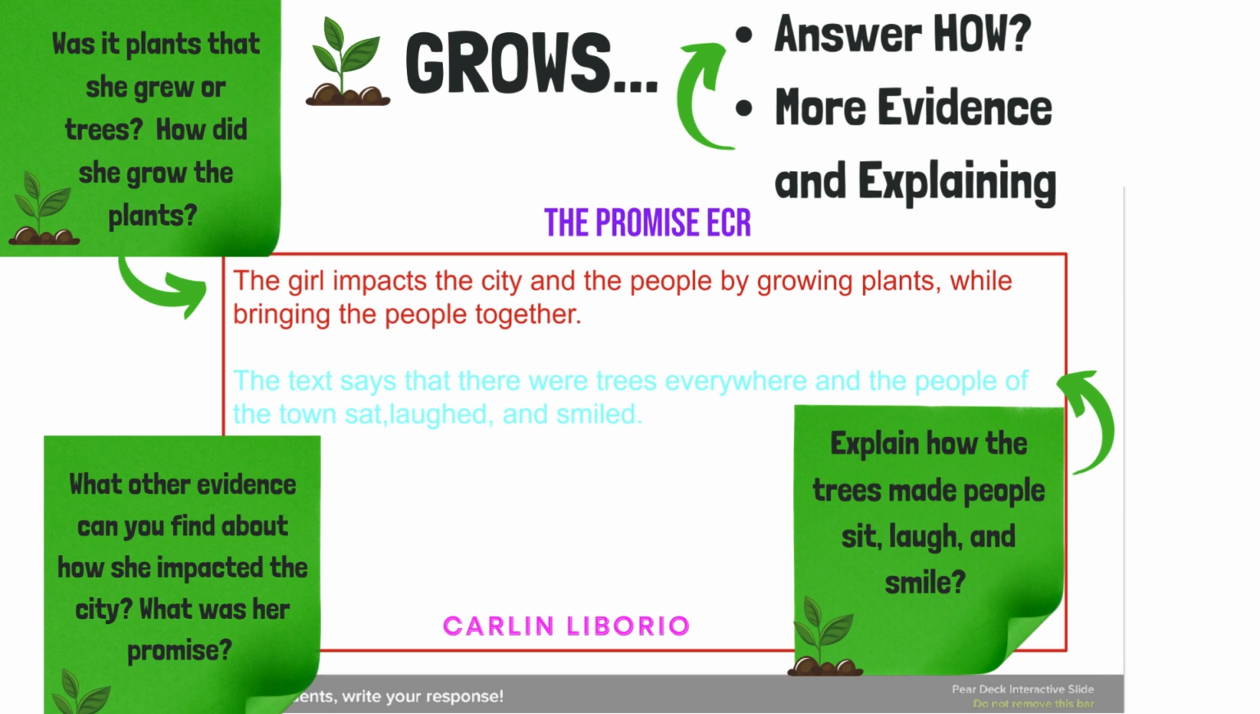How would trees make, and they might say, well, since there were all of these trees, that made them want to enjoy the outdoors. It made them want to sit and have a picnic and enjoy the outdoors. And so that's what you need to write, what you just said. And then they can start with a sentence starter: I know, or this means, or this shows, and then write what they just said about the picnics and enjoying the outdoors. Then they would need to go back in and find more evidence of how she impacted the city, tying it back to what was her promise and how she changed the city and the people. And so getting them to just go back in and add more is going to show a more thorough understanding.